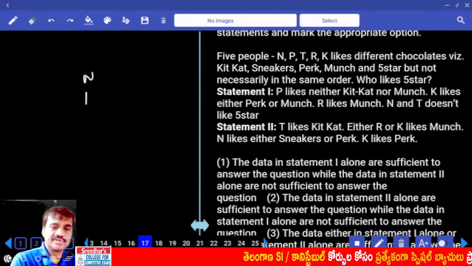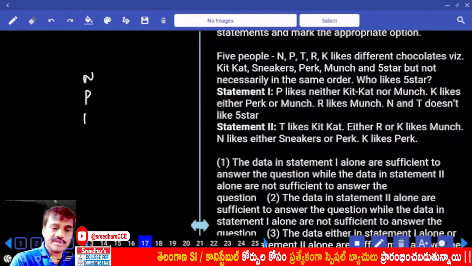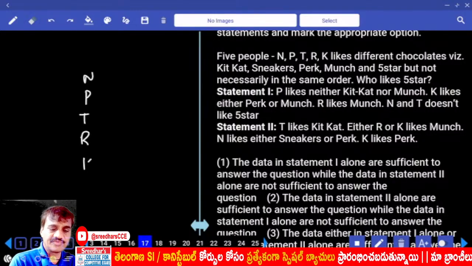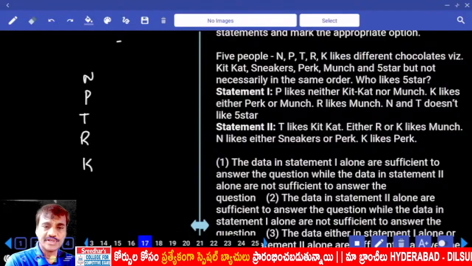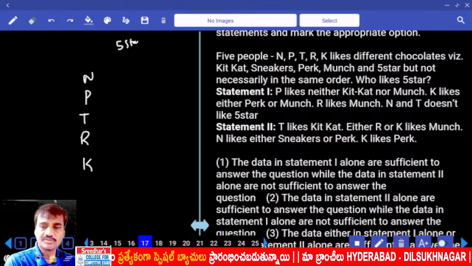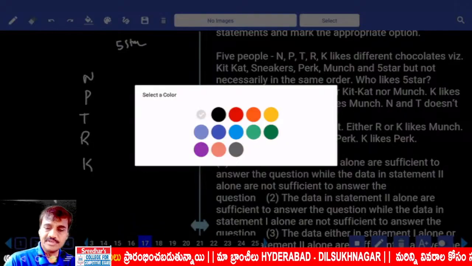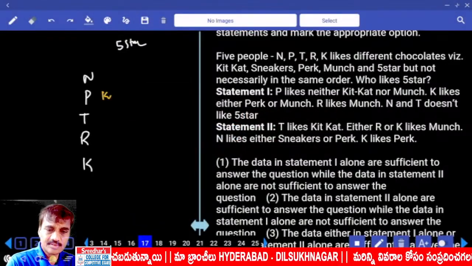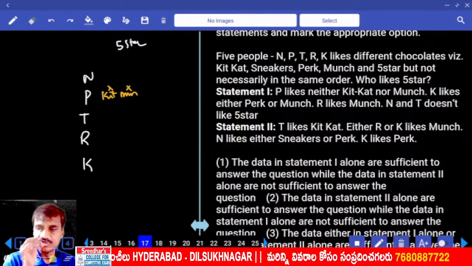What is given? NPKTR. NPTRK are the 5 people we have. Now finally we need to find out the one who likes 5 Star. Then choice: P likes neither KitKat nor Munch. KitKat or Munch are ruled out for this P.